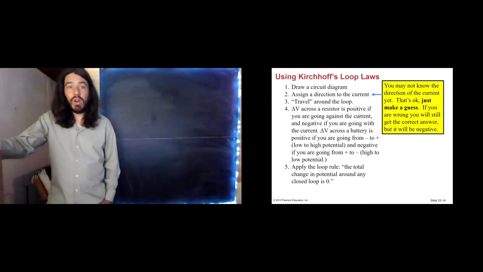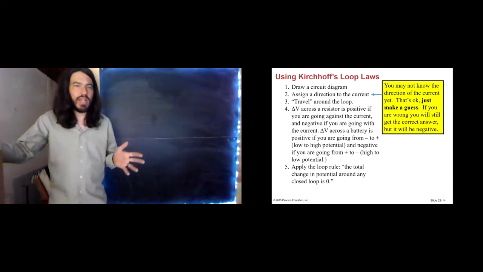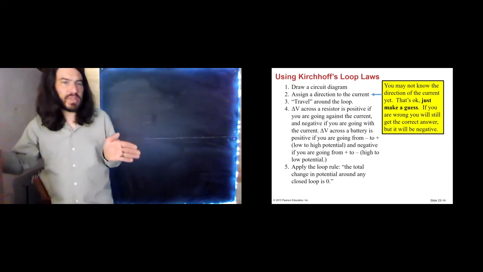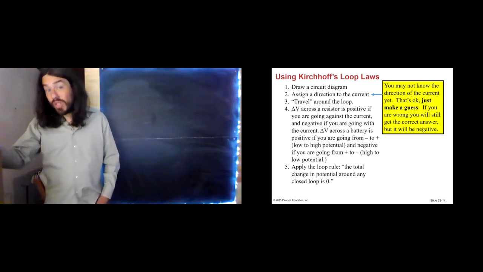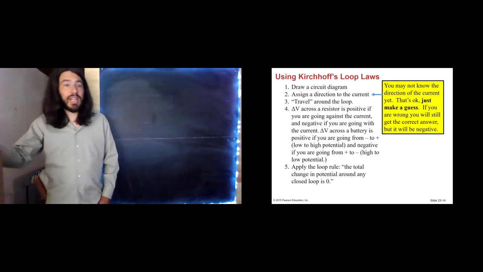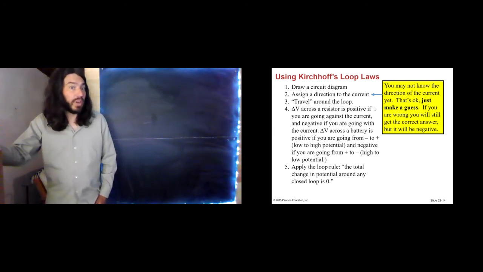So we could break this down into a list of steps. Draw your circuit diagram. Assign a direction to the loop of the current. In other words, we're going to try and pick what direction the currents are in. Now, this can be a tricky step for some students because sometimes you don't know, especially in a more complicated circuit. You just don't know what direction the current is going before you do the math.